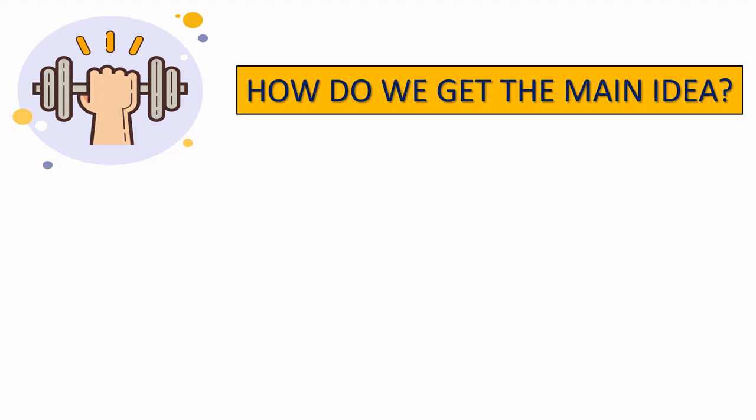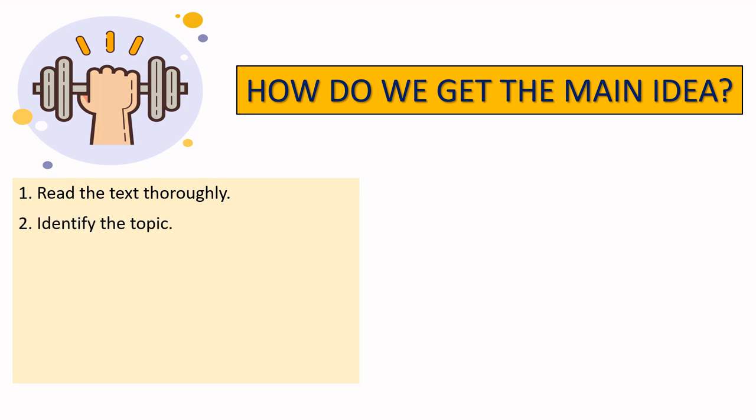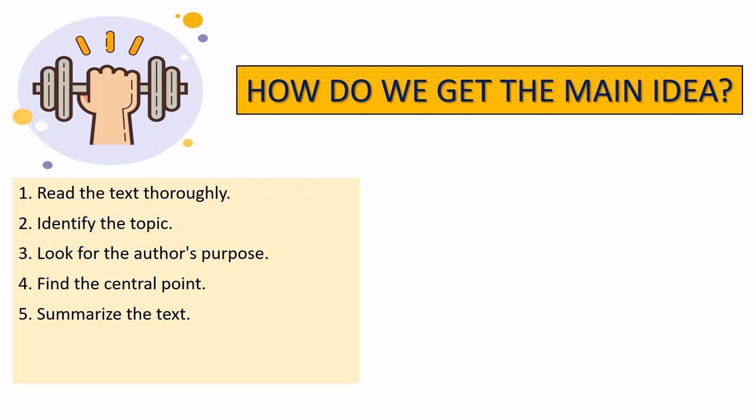Now, how do we get the main idea? First, read the text thoroughly. Number 2, identify the topic. 3, look for the author's purpose. This can help you identify the central message. 4, find the central point. Number 5, summarize the text. If you can summarize the passage in one sentence, you've likely found the main idea.